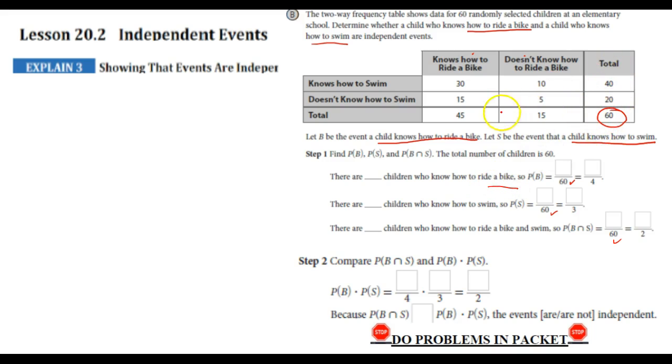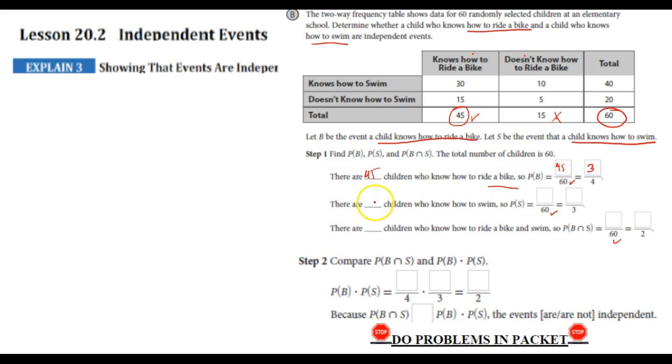So here, they know how to ride or don't know how to ride. What number would I put here? 45. So there are 45 children who know how to ride a bike. And we can reduce that. In fact, go ahead and take some time and reduce that now, from 60 to 4 and 45 to 3. You could also use the whole numbers, it's totally fine when we actually figure this out, just like we did in the last one. But you should know how to reduce by now.